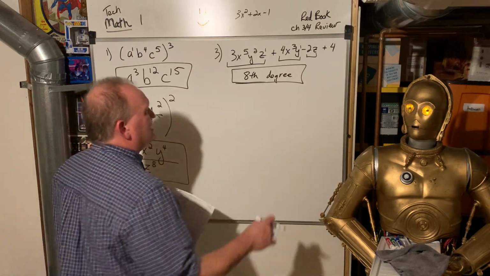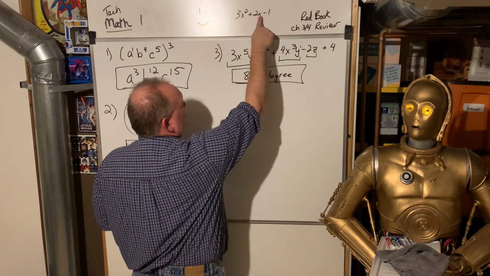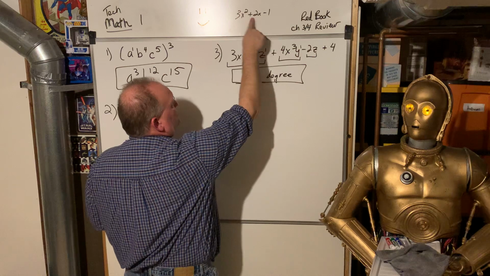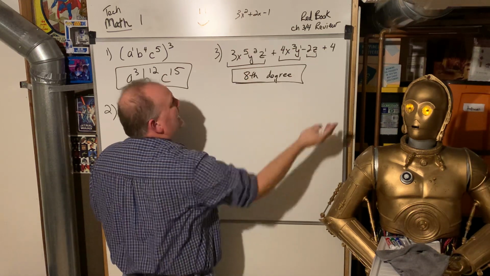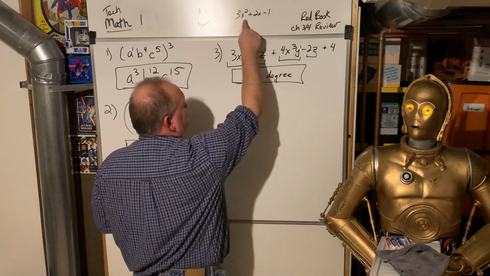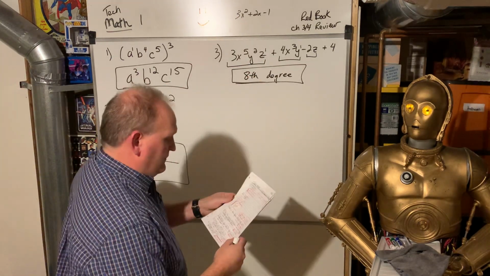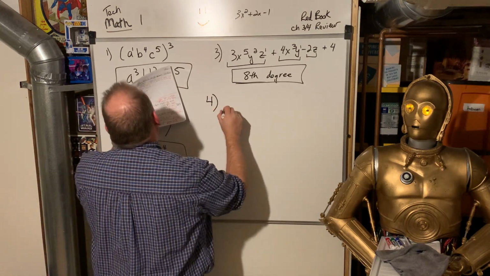And so what it does, unfortunately, is a lot of students get it confused and then they say, oh, so this is a third degree because that's a 2 and that's a 1. No. These are different terms. So this is a second degree, this is a first degree. You always take the highest degree thing. So that's a second degree trinomial. This is an 8th degree polynomial with 4 terms. All right, so be ready for that one.